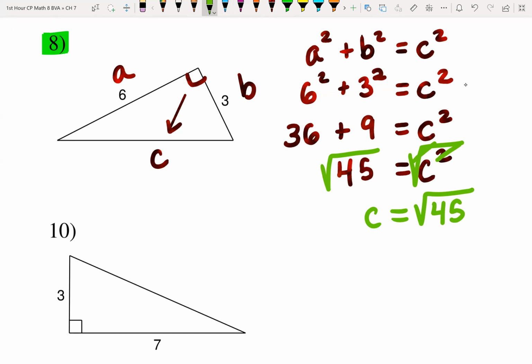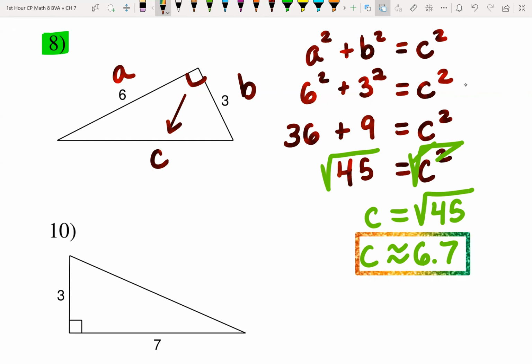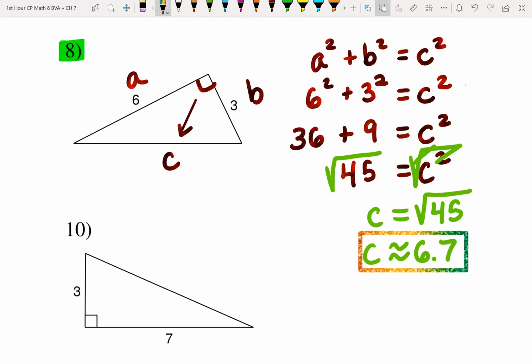All right, calculate. Press the button second, x squared to get the radicals to show up. 45, enter. C is approximately 6.7. Don't forget to box your final answer. All right. So try one on your own now with your group.